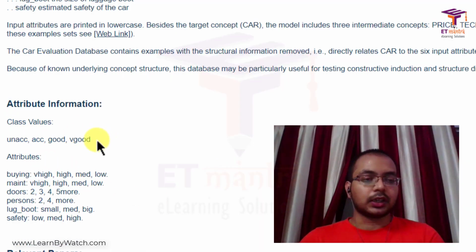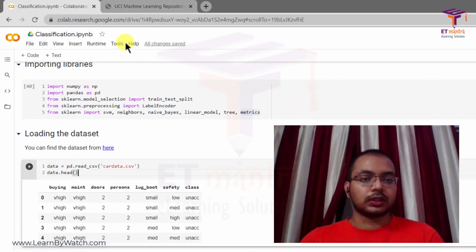And the output variable, which is the label, is the class values, and these are classified into unacceptable, acceptable, good, or very good. Okay, so we have loaded our dataset.